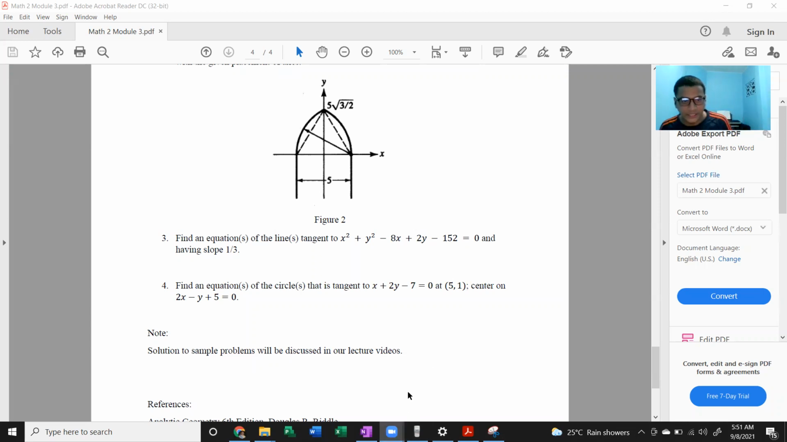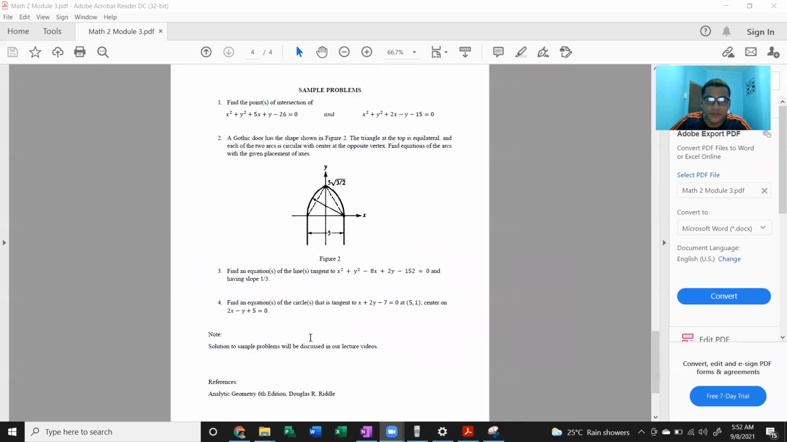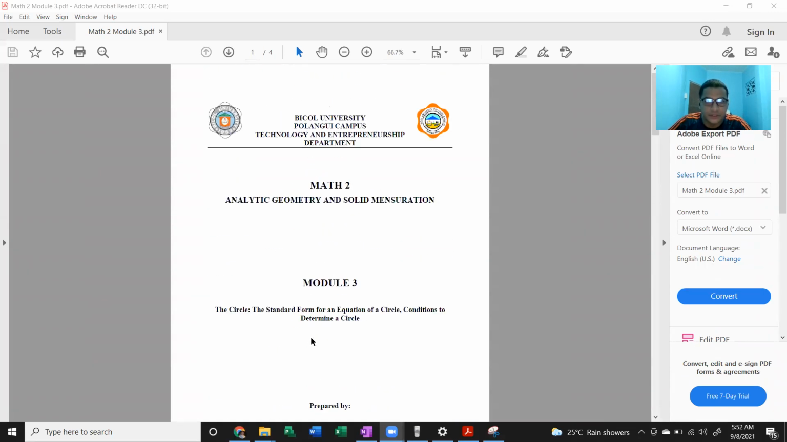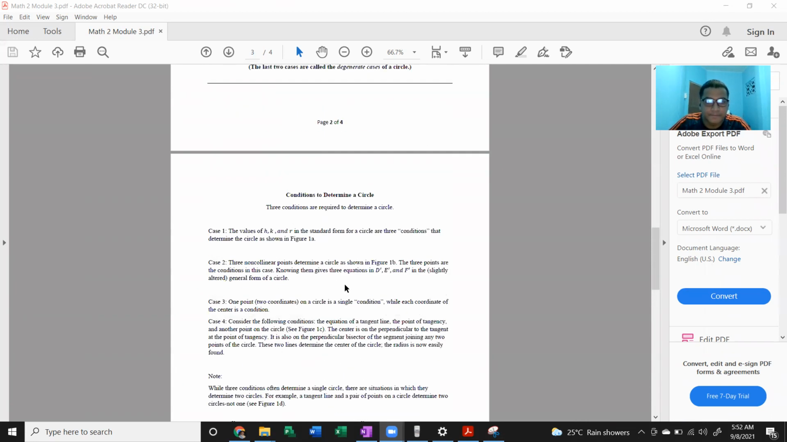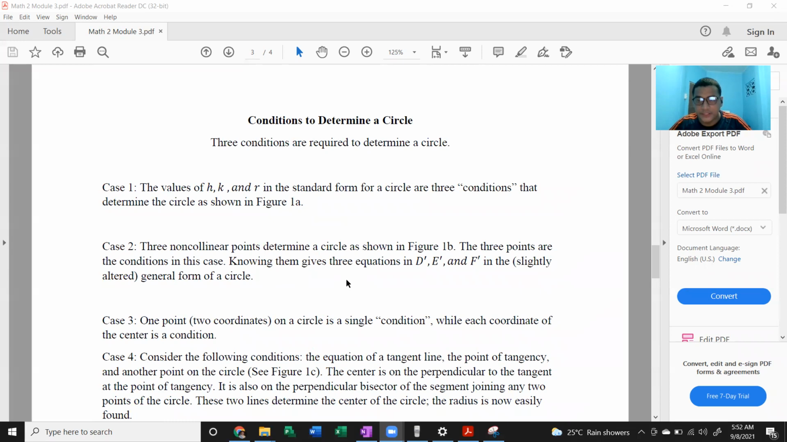Okay, let's solve for the sample problem number 3. But before we solve the succeeding problems 3 and 4, we will discuss our next topic, which is the conditions to determine a circle. Okay, so now that we know the standard and general form of equations of a circle, let's now proceed to the conditions that are required in order to determine the equation of a circle.